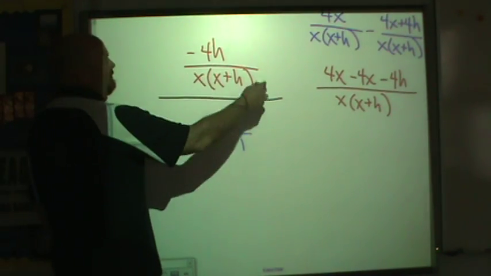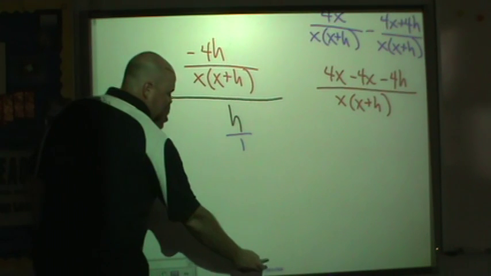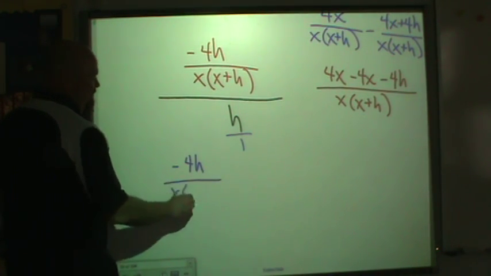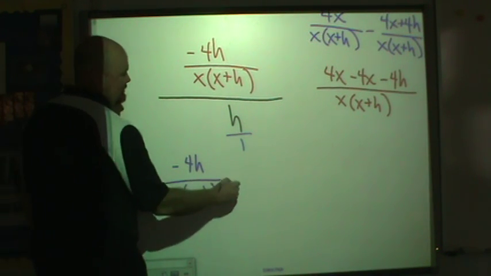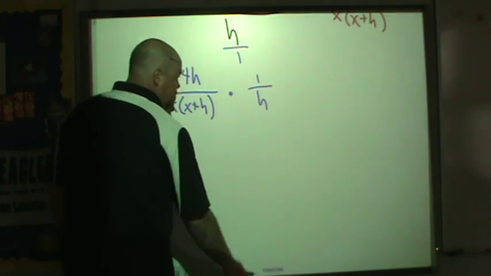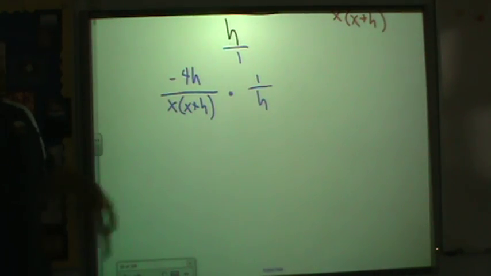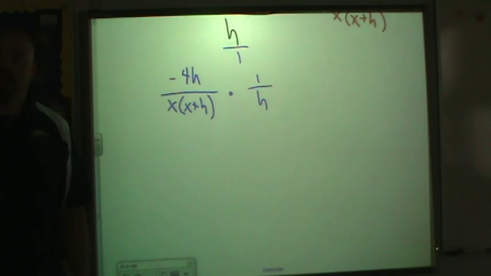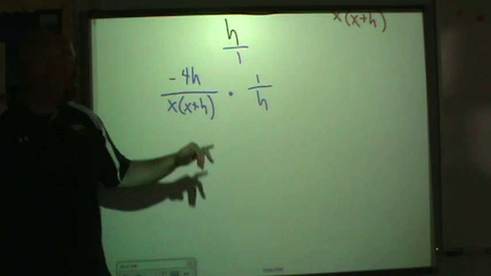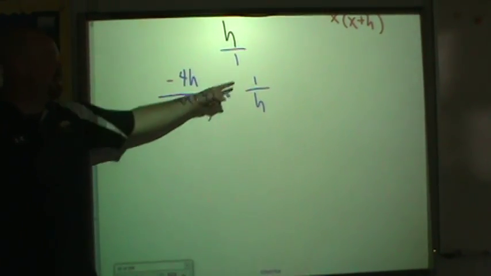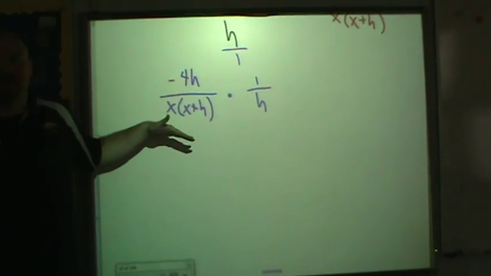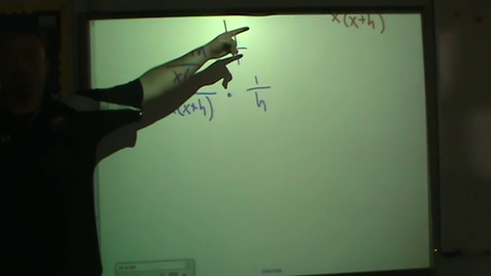But here, now that I have a fraction being divided by another fraction, this becomes negative 4h over x plus h times 1 over h. I'm going to multiply across. But before I multiply across, I should look for cross-canceling. I should look for a common factor here or here. Obviously, no common factor here to reduce this. I've already reduced this as far as it's going to go when I was simplifying it before.